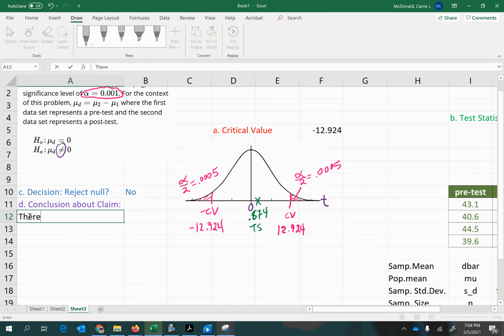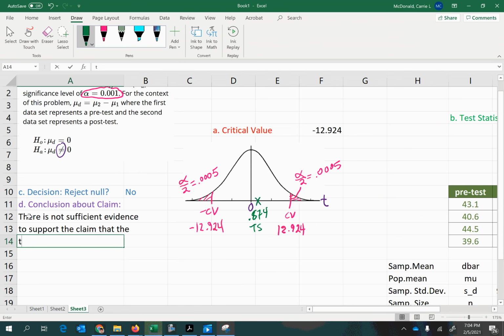Then we say there is not significant, or you could say not sufficient, evidence to support the claim that the treatment produces a significantly different score. Okay. So notice I didn't say significantly higher or significantly lower because it was a two-tailed test. We were just looking for any kind of significant change. We didn't see that here.